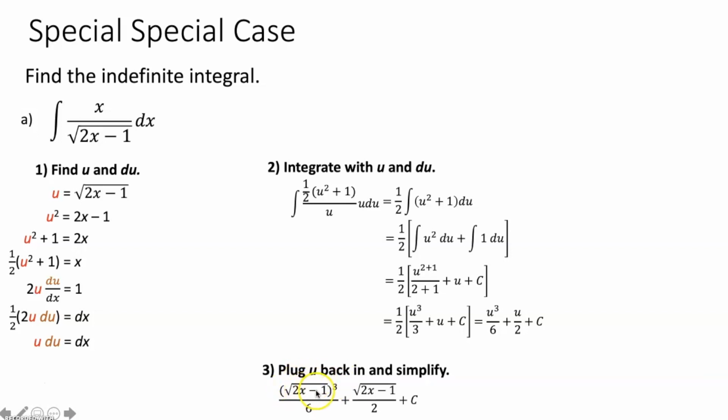The square root of 2x minus 1 is (2x minus 1) to the 1/2 power, which is being raised to the 3rd power. So power to a power, we multiply 1/2 times 3, we get the 3/2 power. Over here, the square root of 2x minus 1, we just know is (2x minus 1) to the 1/2 power. We bring each of these denominators out front and write it as a fraction, and you're done.